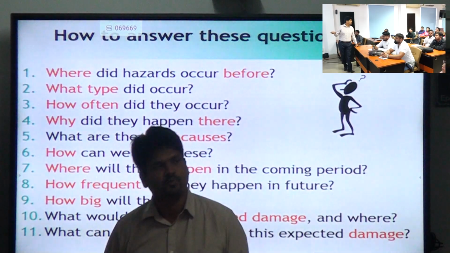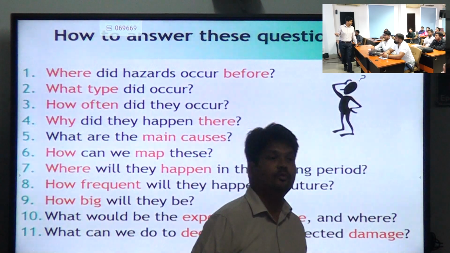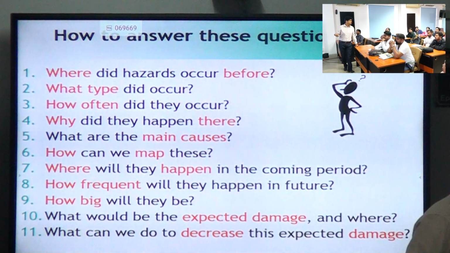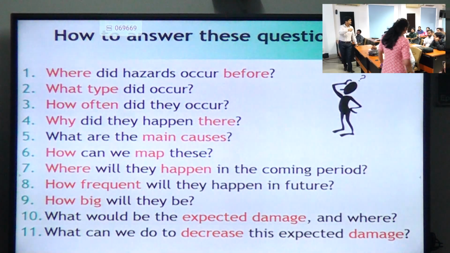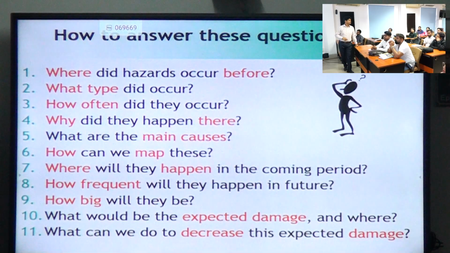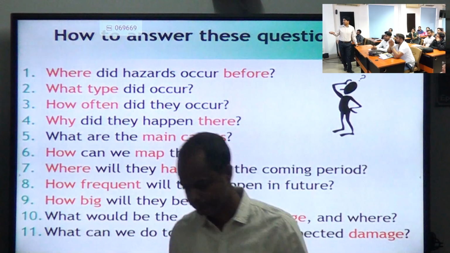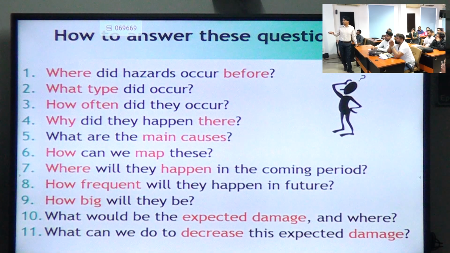What type did they occur? Again, if it is a flood, what type of flood? Seasonal flood, coastal flood, flash flood, riverine flood, right? There are so many types of flood. How often did they occur? What is the frequency of the hazard? Why did they happen there? What are the main causes? That's the triggering parameter. How can we map this? Where will they happen in the coming period? That's why we make the susceptibility map, the prediction map.